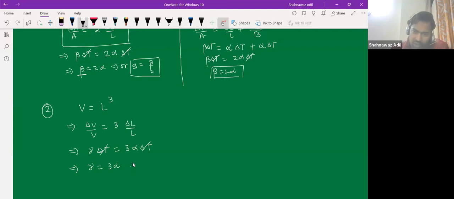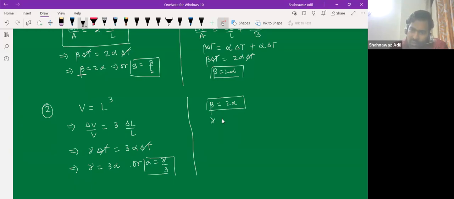Or we can write alpha as gamma by 3. So these are the relationships between the coefficients of expansion. So beta is 2 alpha and gamma is 3 alpha. So these are the relations.